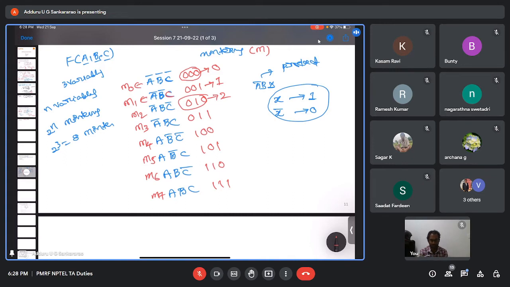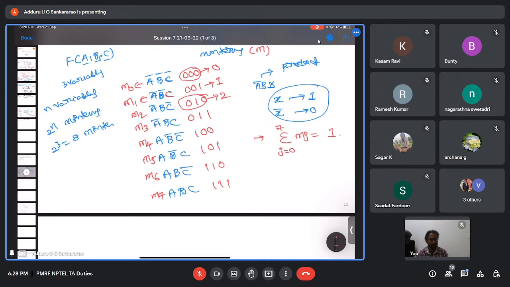Just revising. There are some properties of minterms. The sum of all minterms will become 1. Suppose you have here 8 minterms, with j equal to 0 to 7, all minterms I'm taking here. The sum of all minterms will become 1.